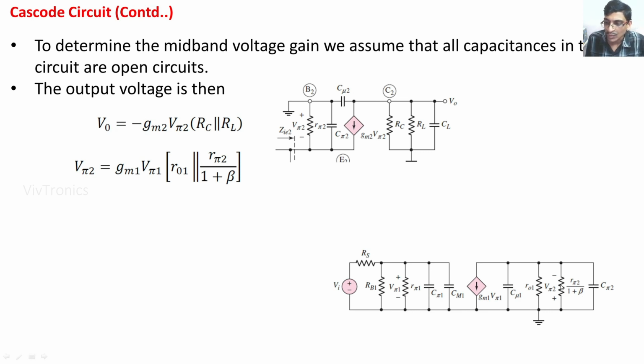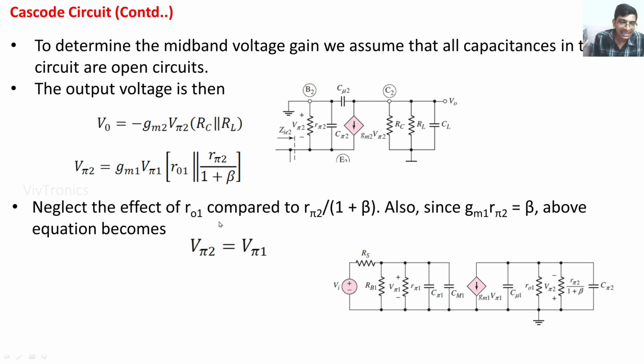vπ2 is the voltage across the parallel combination of the R01 resistance and rπ2 divided by 1 plus beta. The applied current is here gm1 vπ1. So gm1 vπ1 into R01 in parallel with rπ2 divided by 1 plus beta, that is the value of vπ2, and we neglect the effect of R01 compared with rπ2 by 1 plus beta.